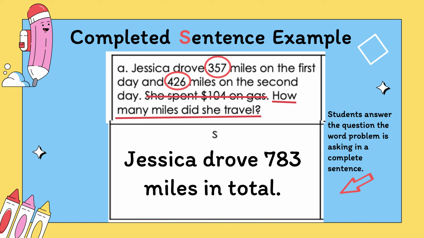This last portion is the sentence. Students answer the question using a complete sentence, which in this case was how many miles did Jessica travel? So in our example, we wrote Jessica drove 783 miles in total. So this is an example of the P.E.S.S model for a word problem.